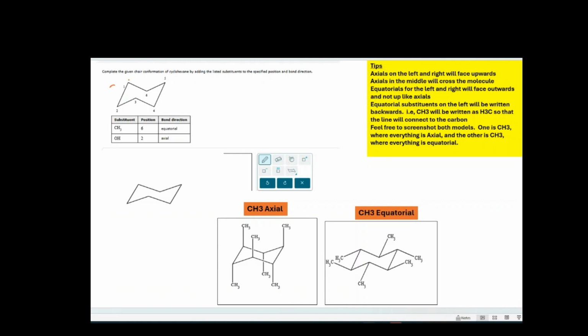And it's going to have it labeled with 6 different numbers, and it wants us to pretty much draw out the cyclohexane with the 2 substituents that we have listed right here in the position that they have. So this is a fairly simple question. Just follow my tips on this one.